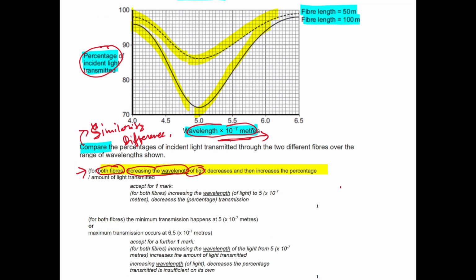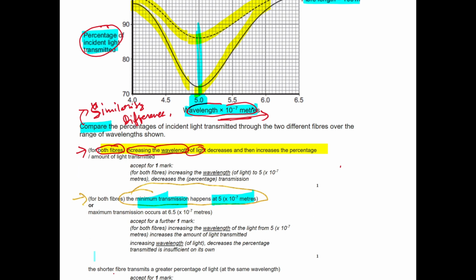And then for the second marking point, you simply say for both fibers, the minimum transmission happened at 5 into 10 to the power minus 7. I'm going to highlight that with a blue color again. This is 5 into 10 to the power minus 7. This is the wavelength at which there is the minimum transmission, because if you see, that's the least point for both the fibers, and that's the same, which is 5 into 10 to the power minus 7 meters. That's your second marking point.